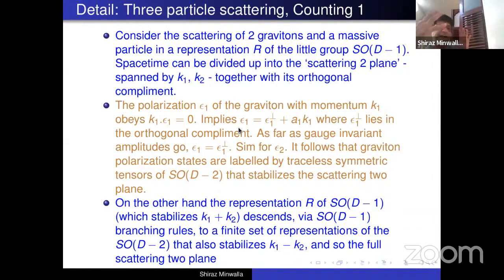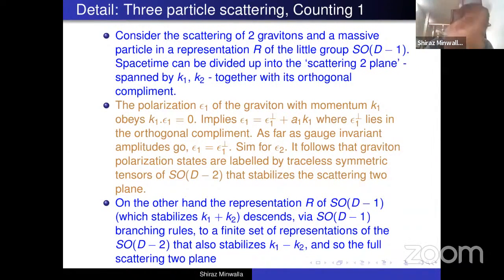Finally, the final 3-point function is the most general SO(D-2) invariant that can be built out of one traceless symmetric tensor of SO(D-2), that's the first graviton, a second traceless symmetric tensor of SO(D-2), the second graviton, and then our massive particle, which was in one representation of SO(D-1), and therefore in several representations of SO(D-2). So all you have to do is to decompose the SO(D-1) representation into SO(D-2) representations, make all the SO(D-2) invariants you can out of these two symmetric tensors, and this is what you get from descent.